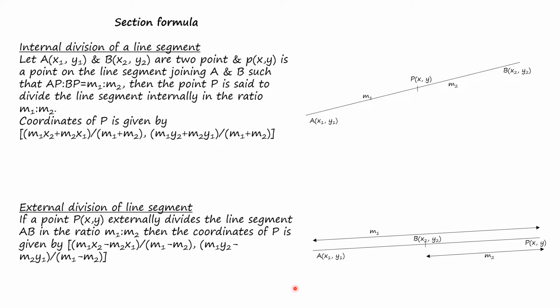So here it is clear. The line segment AB is this much, whereas the point P lies somewhere outside the line AB. Now the length of PB is m2 and the length of PA is m1. That means we can say that P divides the line AB in the ratio m1 is to m2. And in this case, the coordinates of P are given by (m1x2 minus m2x1) whole divided by (m1 minus m2), comma (m1y2 minus m2y1) whole divided by (m1 minus m2).